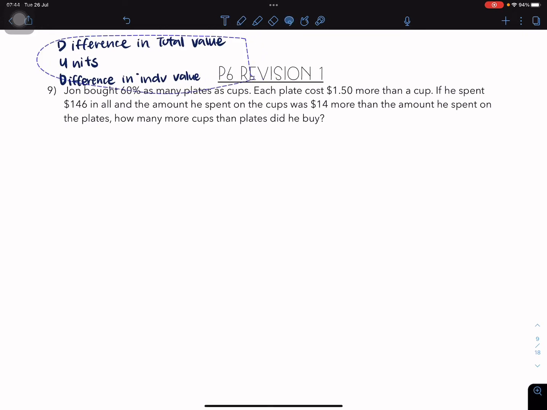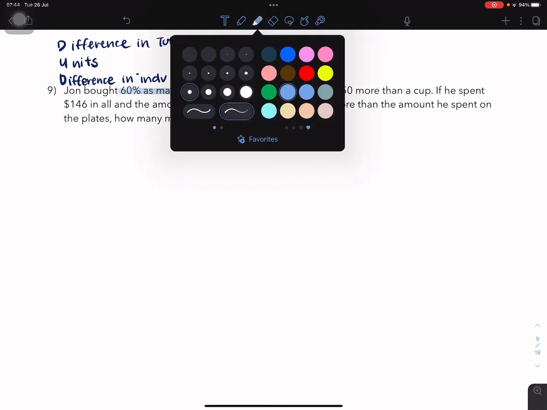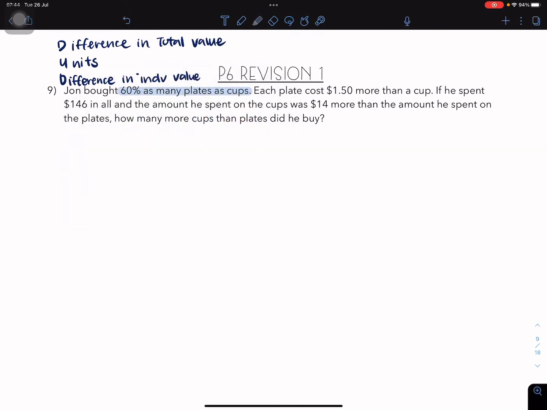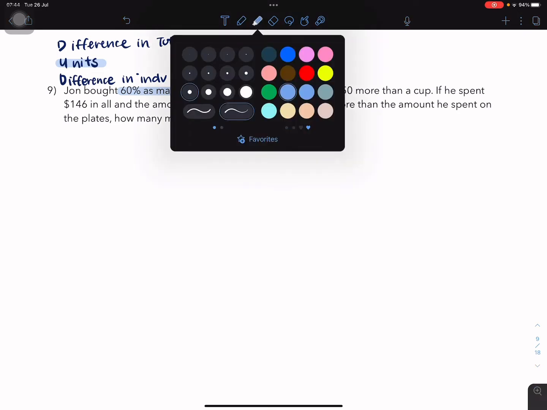Let's look at how we can apply this to this question. Let's read the question first. The question says, John bought 60% as many plates as cups. 60% as many plates as cups would represent the units over here. Units. Okay? Sometimes they might jumble up the information. Don't get confused. As long as you find all three information inside, it will be the DUT question.